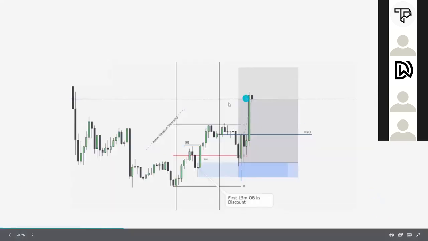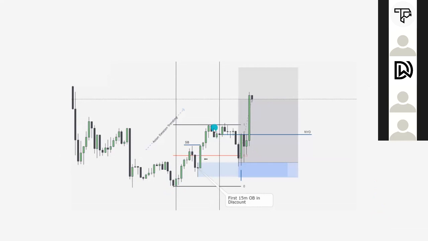Looking at some examples, we have an Asian trending market towards the upside. We note the range, we see the low, we see the high. We note the first order block in the discount. There's the first order block in the discount. We also have our profile. We have imbalance, we have an order block. So that is, I think, profile number 2, order block and imbalance.